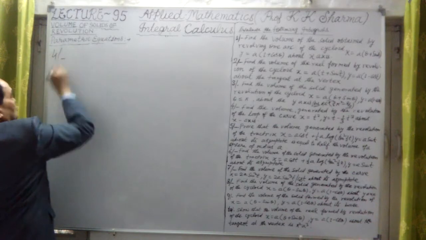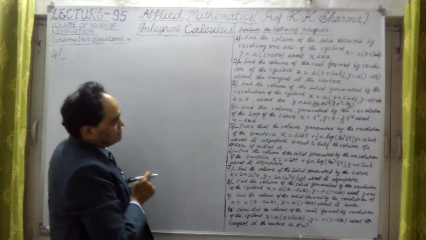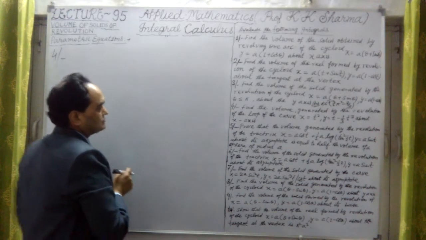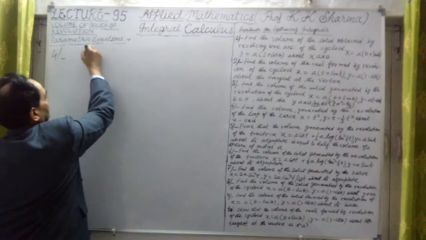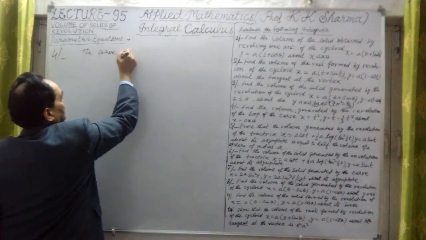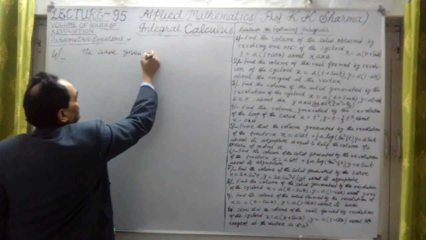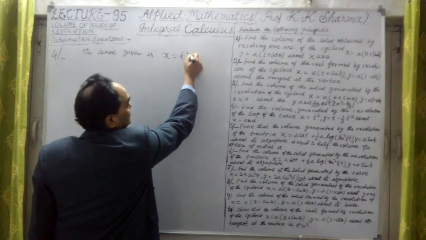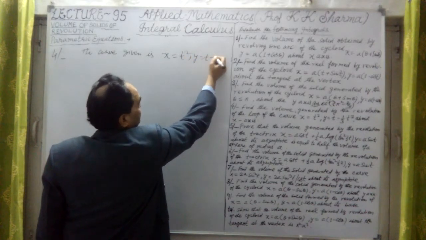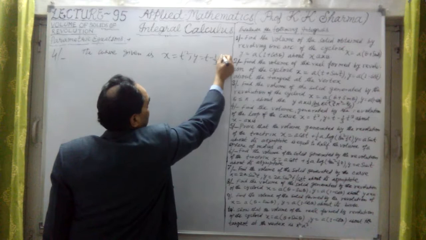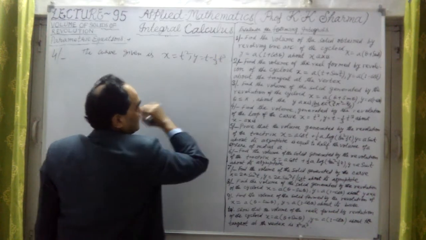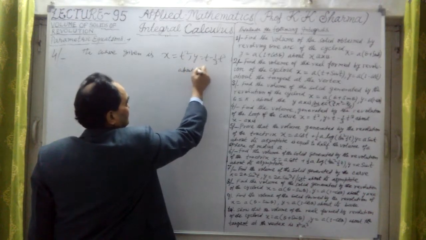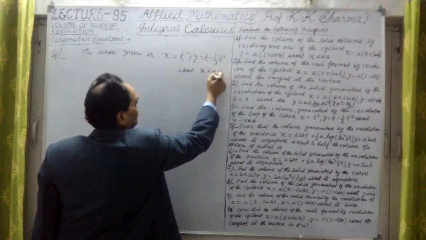Question number 4, let me talk about. Again, what did it say? Find the volume generated by the revolution of the loop of the curve x equal to t square and y equal to t minus 1/3 t cube about the x-axis. Now it says that there is a loop of this.